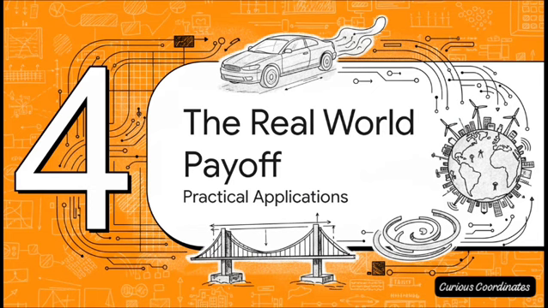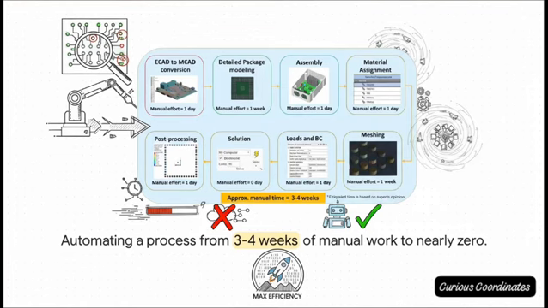So after all that meticulous work, the meshing, the setup, the debugging, what's the big payoff? Why does any of this stuff matter? Well, let's take a look at how simulation is actually changing the world around us. Think about testing the little solder joints on a circuit board. What used to be a manual process that could take an expert 3 or 4 weeks can now be almost completely automated. This lets engineers test dozens of designs in the time it used to take to test just one.